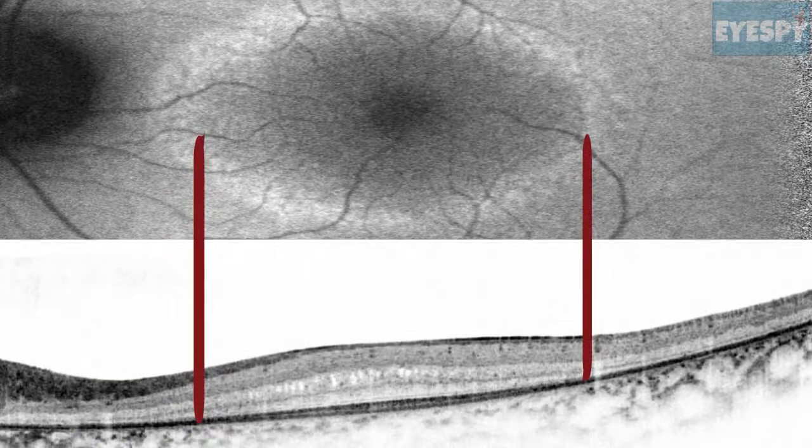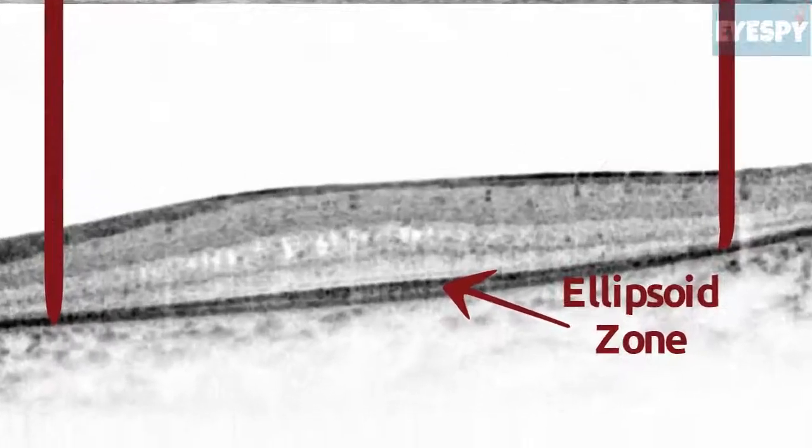The inner edge of the ring demarcates the border of photoreceptor degeneration. The ellipsoid zone is preserved within the ring and disrupted outside the ring. The hyperautofluorescent ring grows gradually smaller in size as the photoreceptor degeneration progresses.